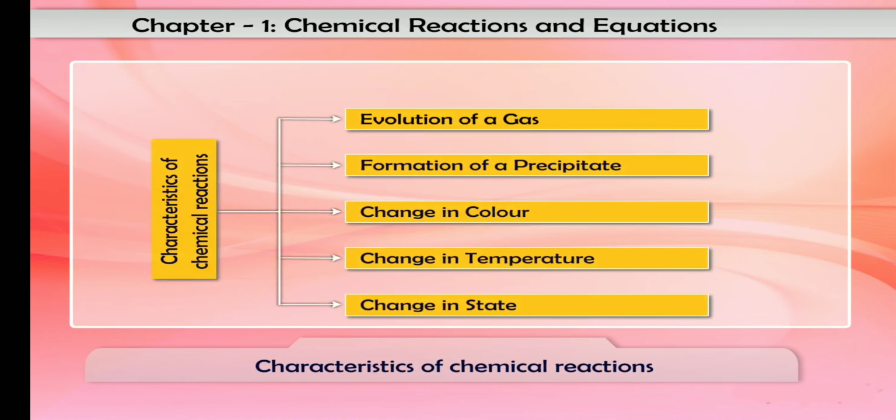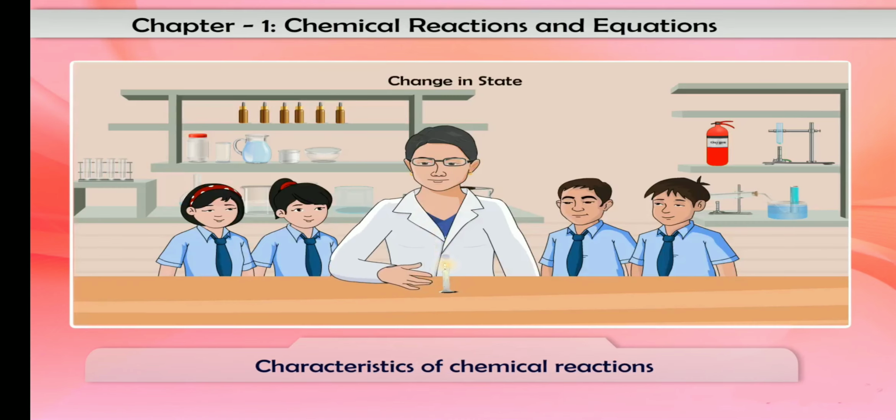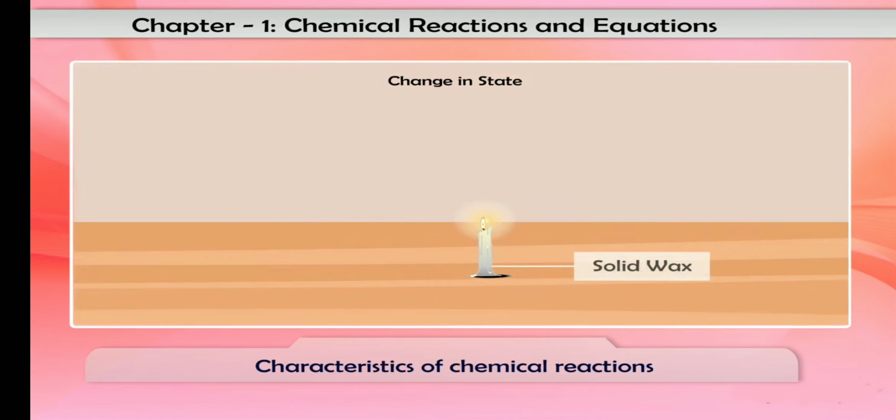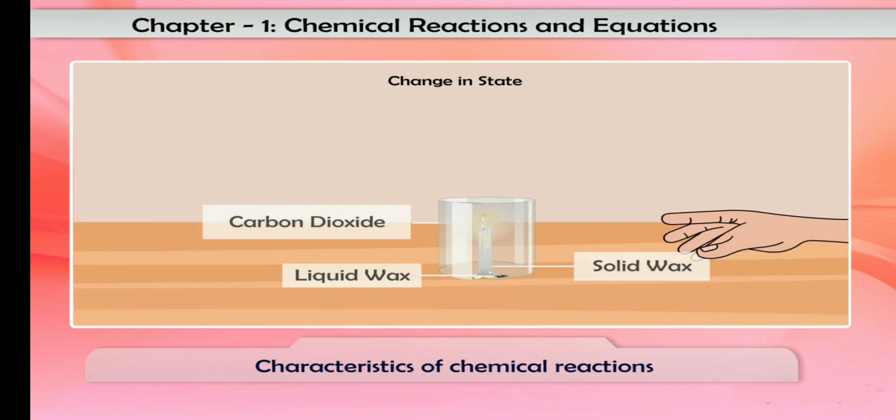Now we will discuss the fifth characteristic, that is change in state. Let us understand this with an example. When wax is burned, water and carbon dioxide are formed. In this example, you can see that wax is a solid, water is a liquid, whereas carbon dioxide is a gas. This means that during the combustion reaction of wax, the physical state changes from solid to liquid and gas.